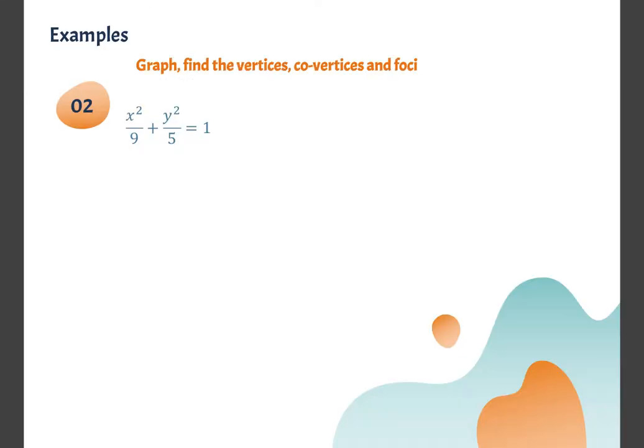Anybody? So this time it's already equal to 1, right? I eliminate that step. Which one is a squared? 9. And what letter is it under? Which means it's horizontal. So a is 3 because it's the square root of 9. B squared is 5. So b is the square root of 5.